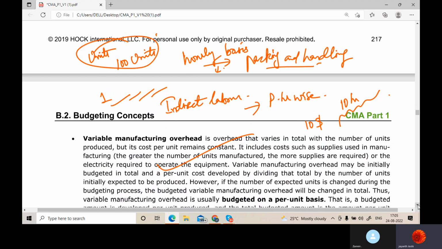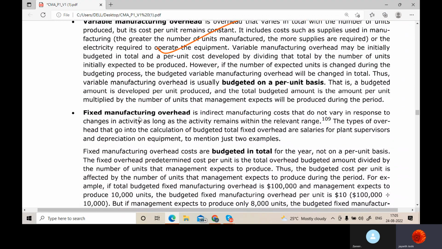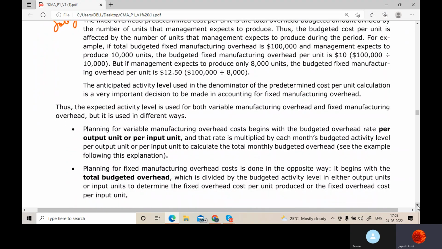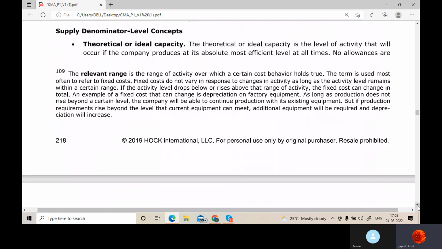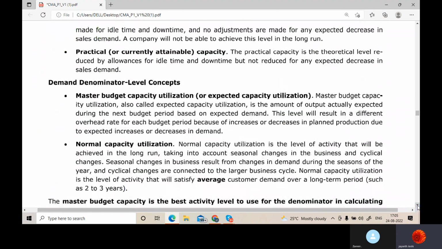Then comes the fixed manufacturing overhead. That is nothing but factory rent, factory supervisor salary, etc. That we can divide by activity level. Now we are going to do a question to understand this.